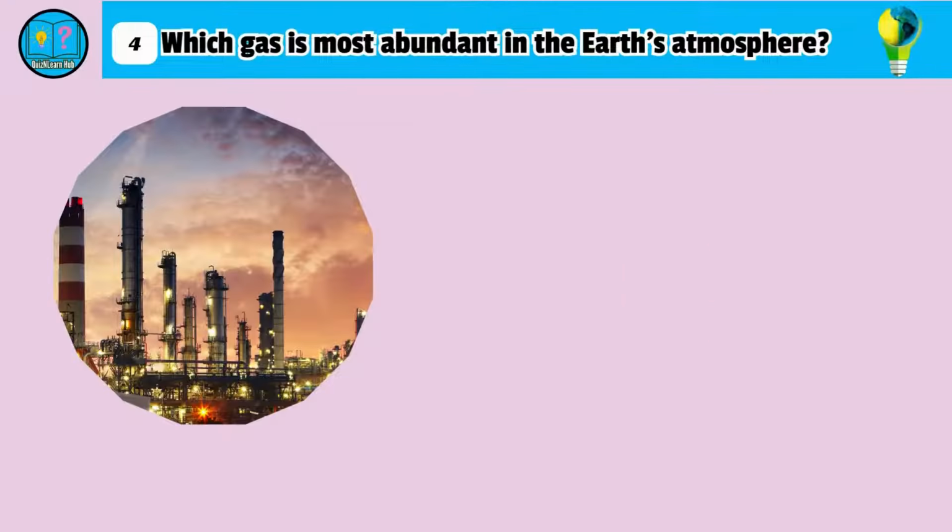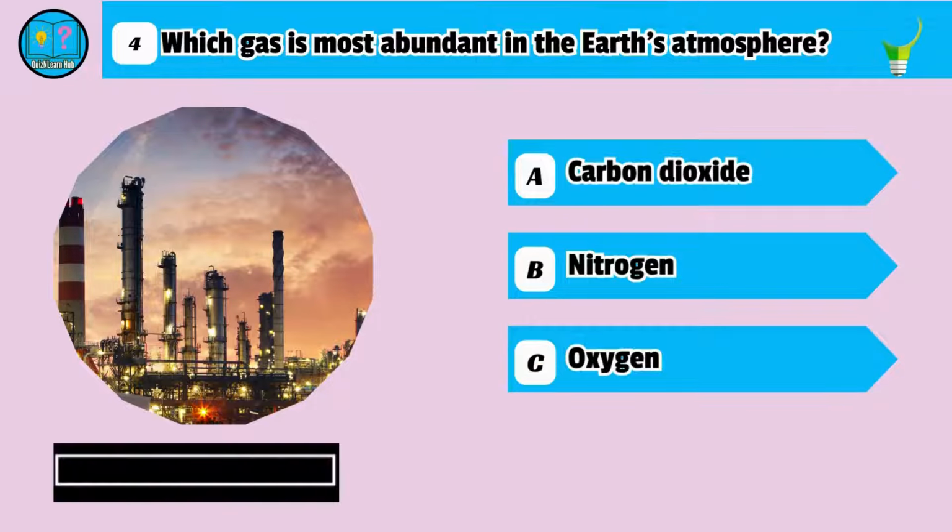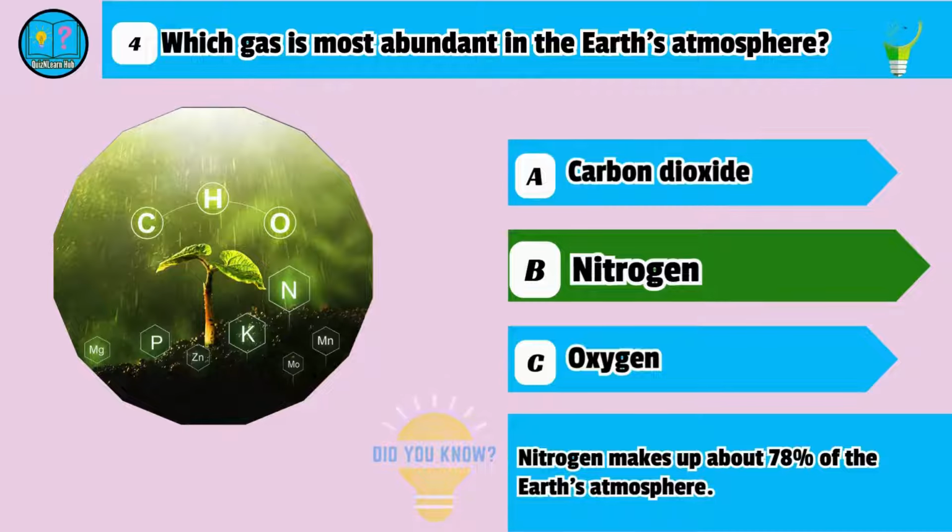4. Which gas is most abundant in the Earth's atmosphere? Carbon dioxide, nitrogen, oxygen. Nitrogen makes up about 78% of the Earth's atmosphere.